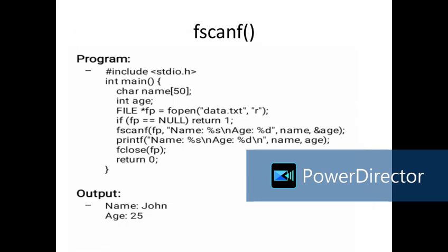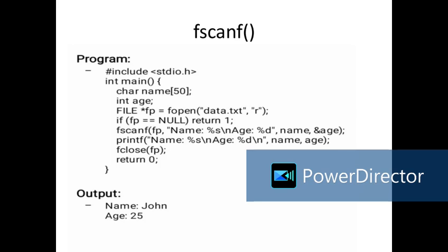fscanf. fscanf reads formatted data from a file. It works like scanf but takes a file pointer as the first argument. Syntax: fscanf(file pointer, format string, variables). Example: fscanf(fp, "%s %d", name, &age).